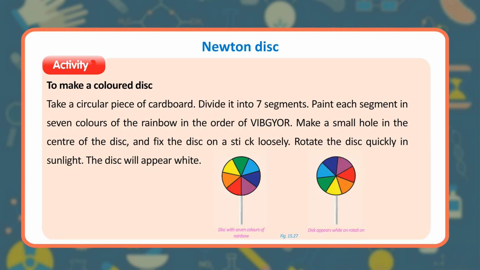Activity. To make a colored disk, take a circular piece of cardboard. Divide it into 7 segments. Paint each segment in the 7 colors of the rainbow in the order of VIBGYOR. Make a small hole in the center of the disk, and fix the disk on a stick loosely. Rotate the disk quickly in sunlight. The disk will appear white. Disk with 7 colors of rainbow. Disk appears white on rotation.